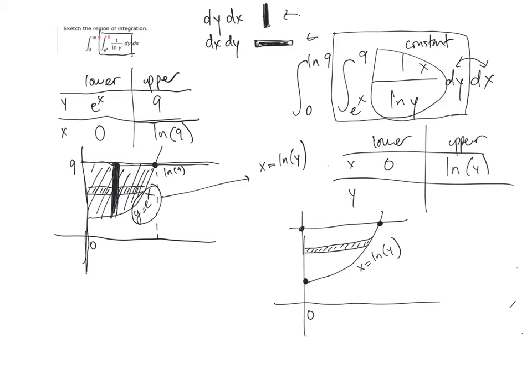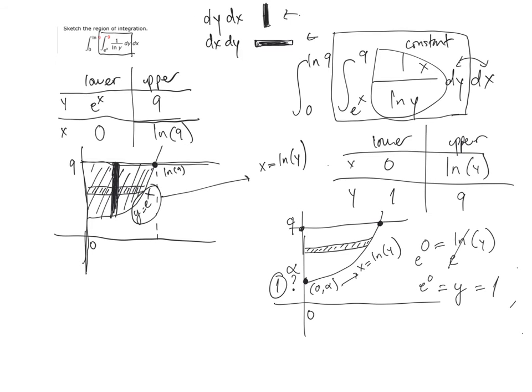And for your lower of y, you don't know what this value is going to be. And you do know that the upper is 9. But I'm going to call this point alpha. So you do know that this point right here is 0, alpha. So now you do know that your x value is 0. So I'm going to plug this into this equation right here. So 0 equal natural log of y. So I'm going to exponentiate both sides to solve for y. So right here, cancel, and e to the 0 equal y, and your y will be equal to 1. So you know now that this point right here is 1. So your lower for y is 1.